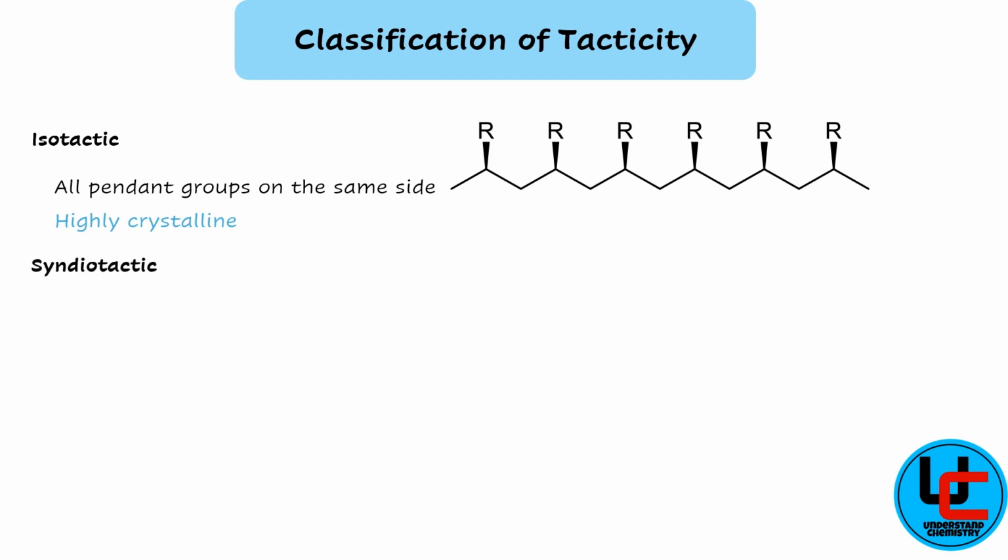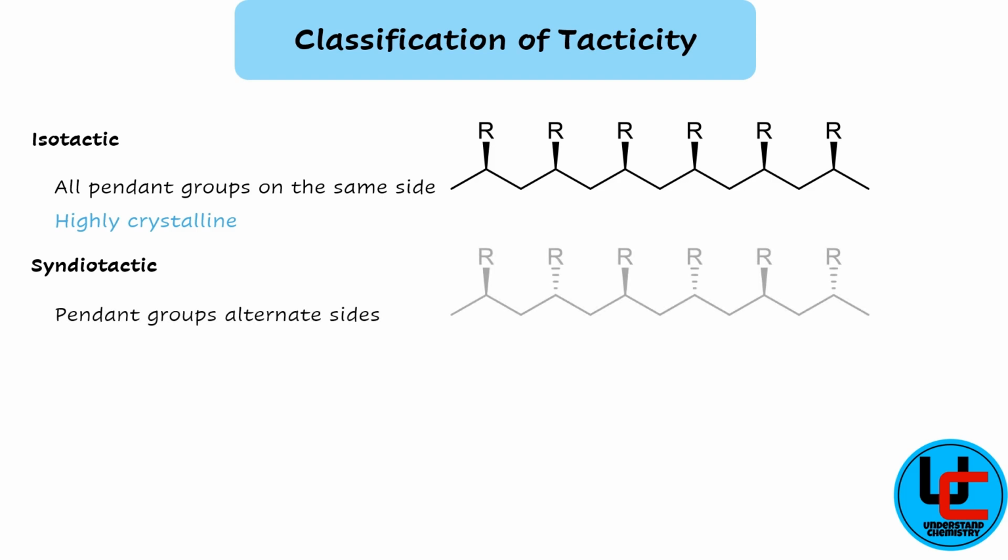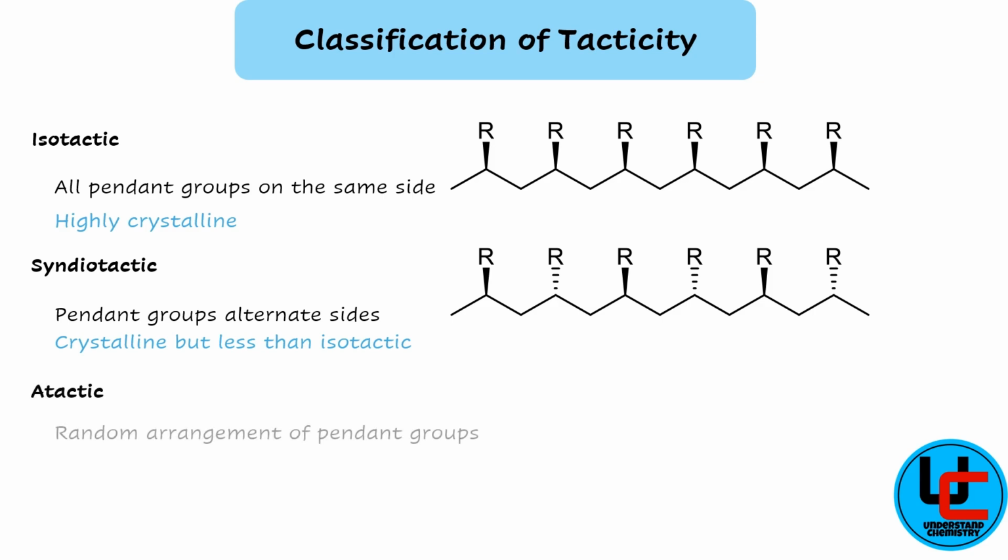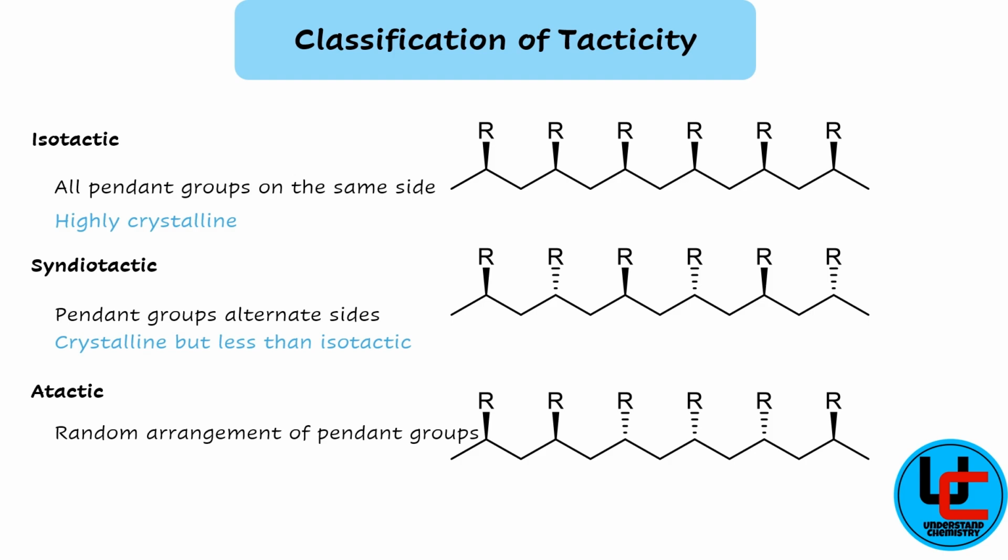Syndiotactic polymers. Here, the side groups appear in an alternating pattern along the polymer chain. This alternating pattern can also contribute to crystallinity but in a different structure compared to isotactic polymers. They have lower crystallinity than isotactic polymers. In atactic polymers, the side groups are arranged randomly along the chain. This random arrangement usually results in an amorphous, less crystalline material that might be softer and more flexible.